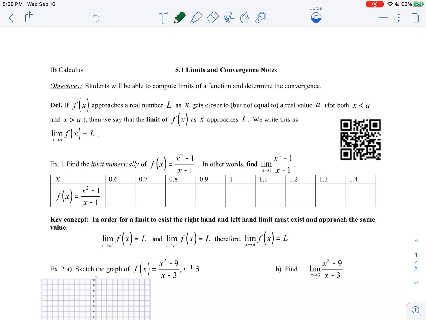So we're going to start with a definition. It says, if f of x approaches a real number L as x gets closer to, but not equal to, a real value a, for both x less than a and x greater than a. Hey, that's coming from the left-hand side and the right-hand side. Then we say that the limit of f of x as x approaches a is L. We write this as the limit as x approaches a of f of x equals L.